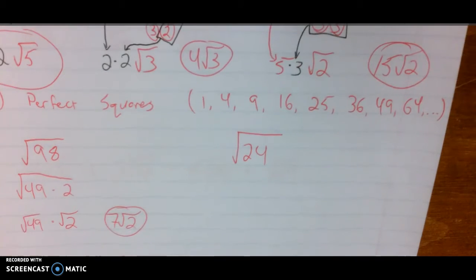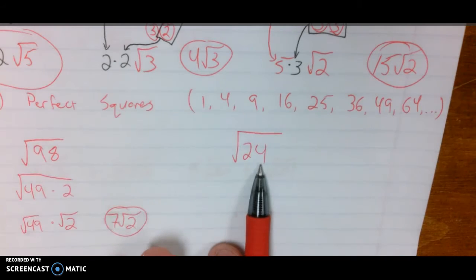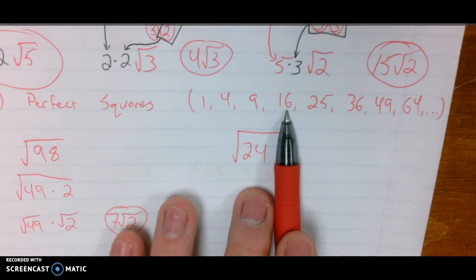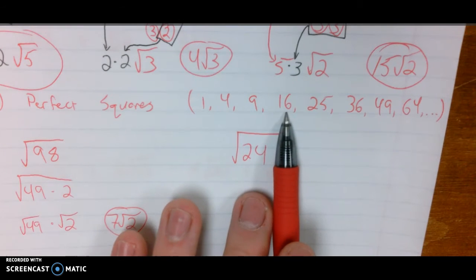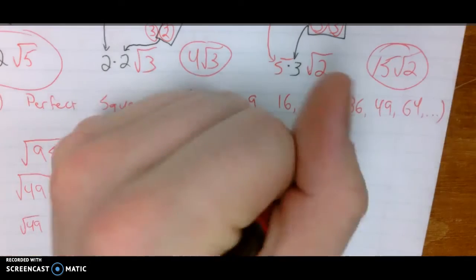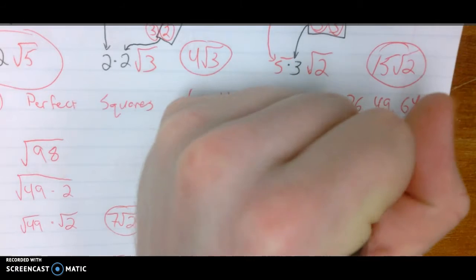Next up, we have 24. Again, I'm trying to find the biggest number from this list that would go into 24. So the biggest number that might possibly work is going to be 16. 24 divided by 16 is not going to work out well. 9 wouldn't work. 4 goes into 24. So 24 is really the same as saying 4 times 6.